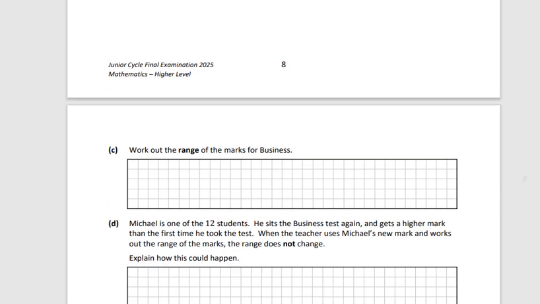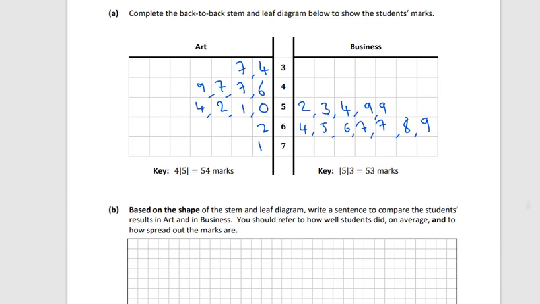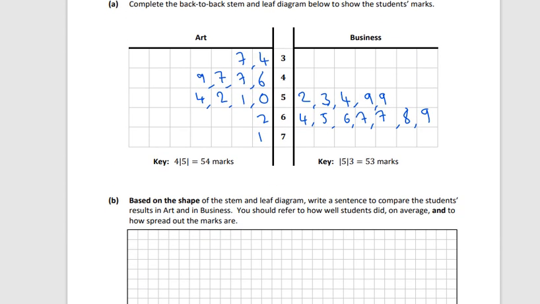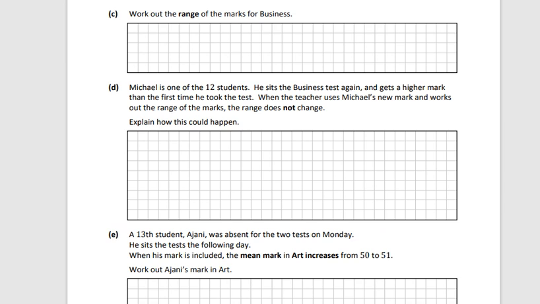Work out the range of the marks for business. Range is biggest minus smallest. That's 69 take away 52, and that would be 17. Michael is one of the 12 students. He sits the business test again and gets a higher mark than the first time. When the teacher uses Michael's new mark and works out the range, the range does not change. Explain how this could happen.